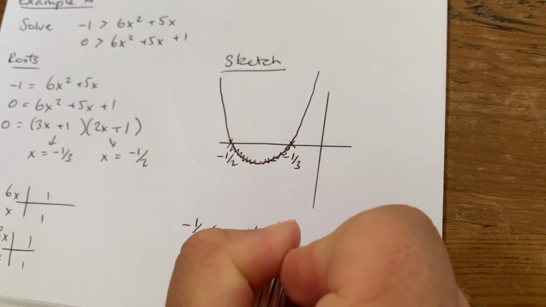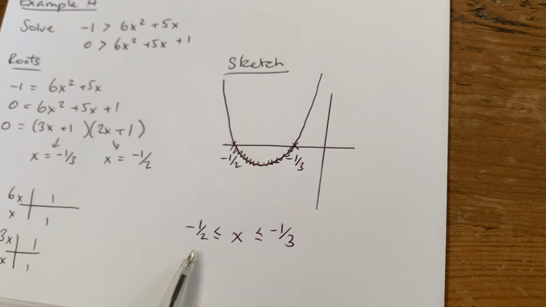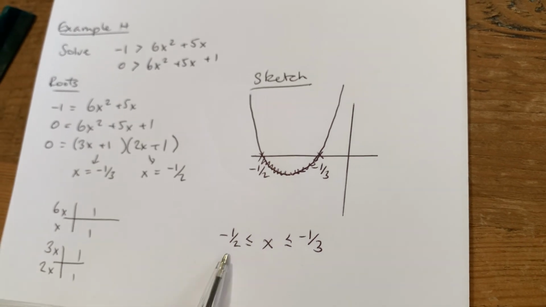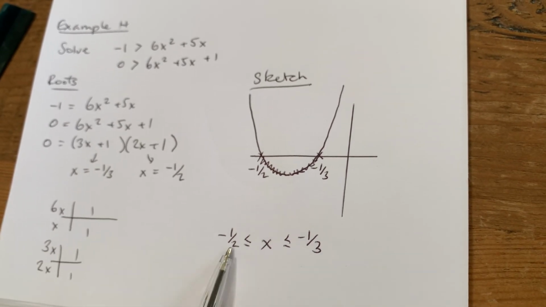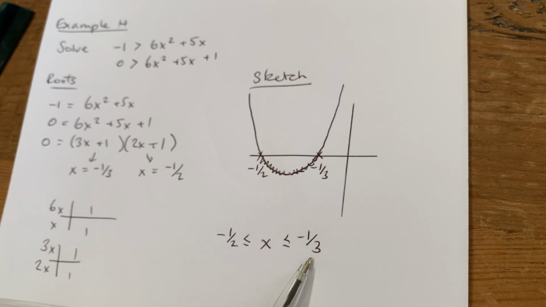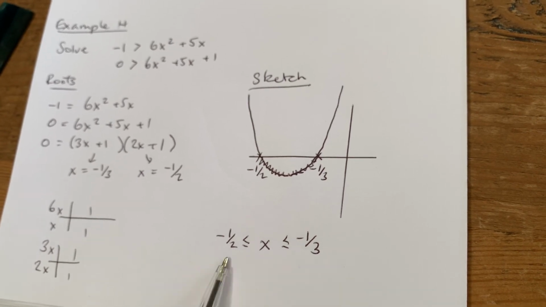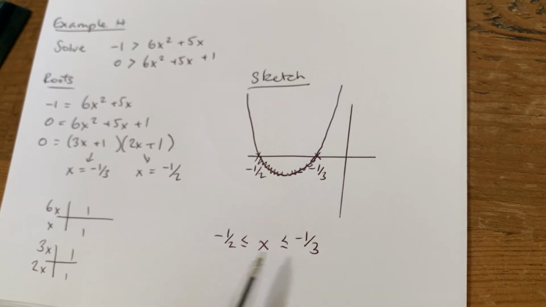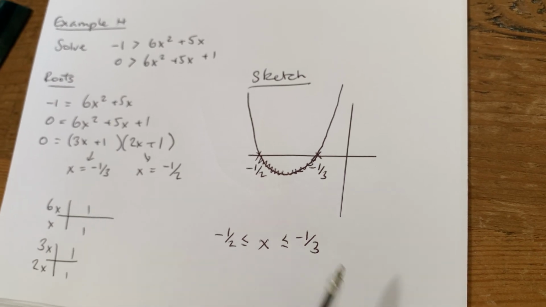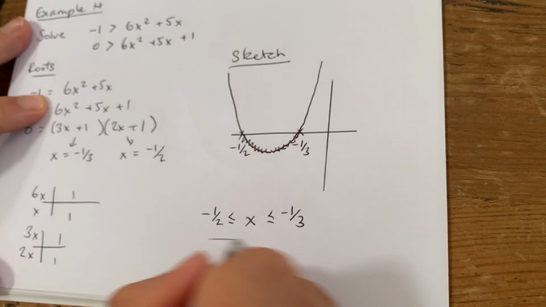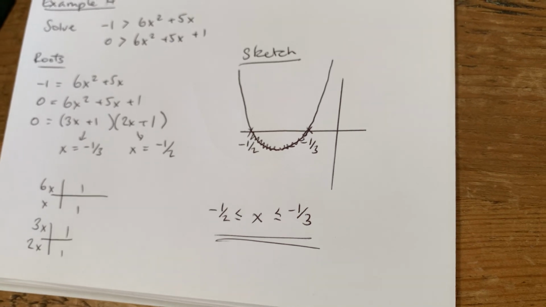and -1/3. And again, this is a critical part of making sure you know that -1/2 is smaller than -1/3. And making sure you get these in the right order. If you get these in the wrong order, or these are pointing in the wrong direction, you'll lose your marks, I'm afraid. Okay, well, I hope that helps.